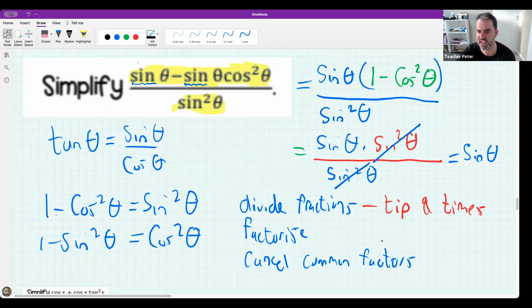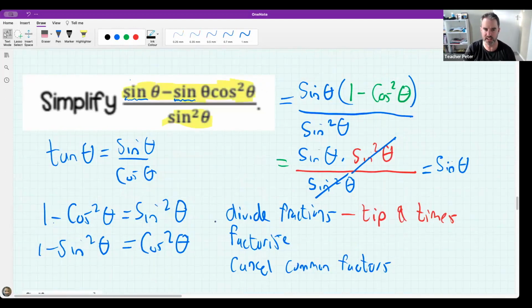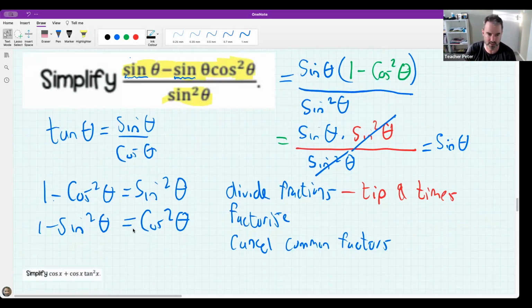Give me a score out of 10, how you feel about those ideas, because those were the main ideas from tonight. Can we substitute those two identities? Do you know how to divide fractions by tipping and timesing? And do you know how to factorize a trig expression? And can you cancel common factors? So just give me a score out of 10 about how you're feeling so I know what to plan for Wednesday, because it helps me in my planning, and I'll show you where we're going on Wednesday.